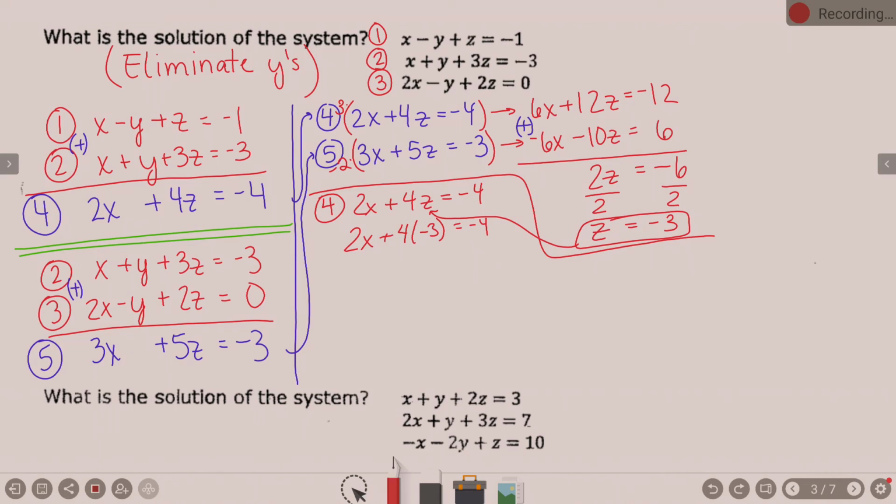Have you done the math? 4 times negative 3 is going to be minus 12. So 2x minus 12 equals negative 4. If it's 2x minus 12, we're going to add 12. Negative 4 plus 12 is 8. 2x equals 8, divide by 2, and x is 4.